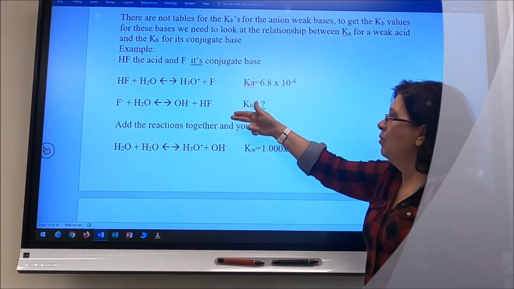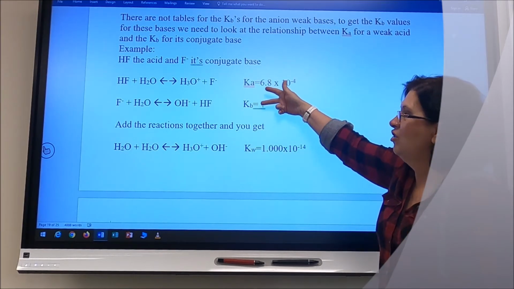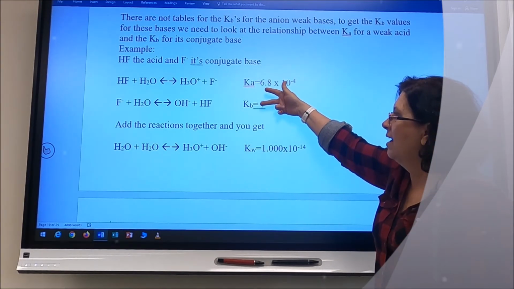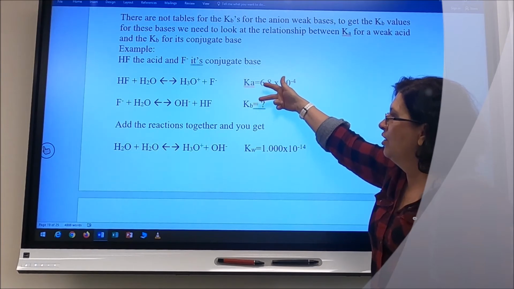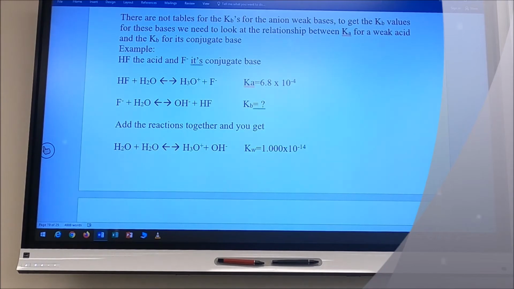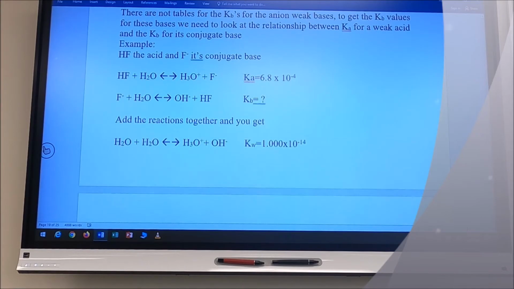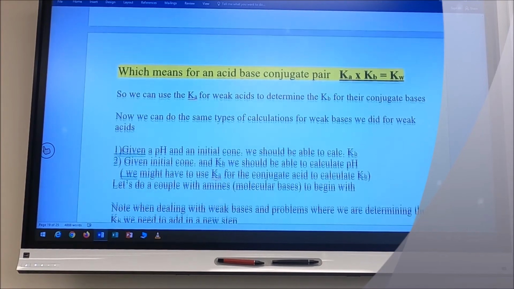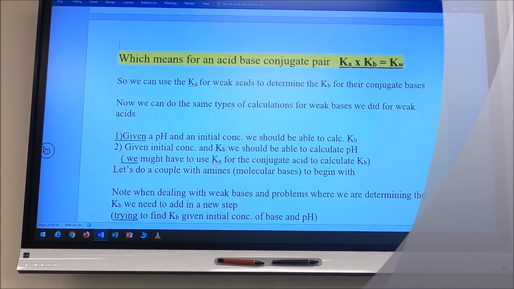We know when we add two reactions together to get a third reaction, you just multiply the two K's at equilibrium for the two reactions you were given to get the third, which means that for an acid-base conjugate pair, Ka times Kb equals Kw. So if you can look up the Ka for the weak acid, you can determine the Kb for its conjugate base.